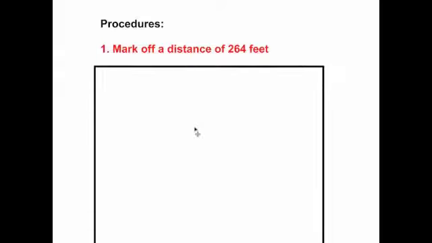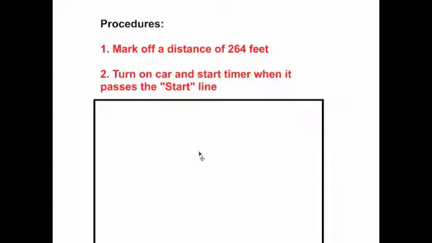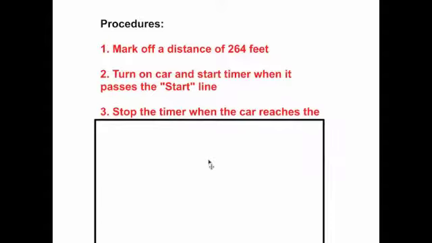In my procedures, I think I have only 5 steps, but they should be clearly outlined so they can be followed, and I can see exactly what each group's plan is. In my procedure, my first step was to mark off a distance of 264 feet. So in the hallway, I made a start line and I made a finish line at a distance of 264 feet. Second, turn on the car and start the timer when it passes the start line. So as soon as that car got to the line, the timer needed to start.